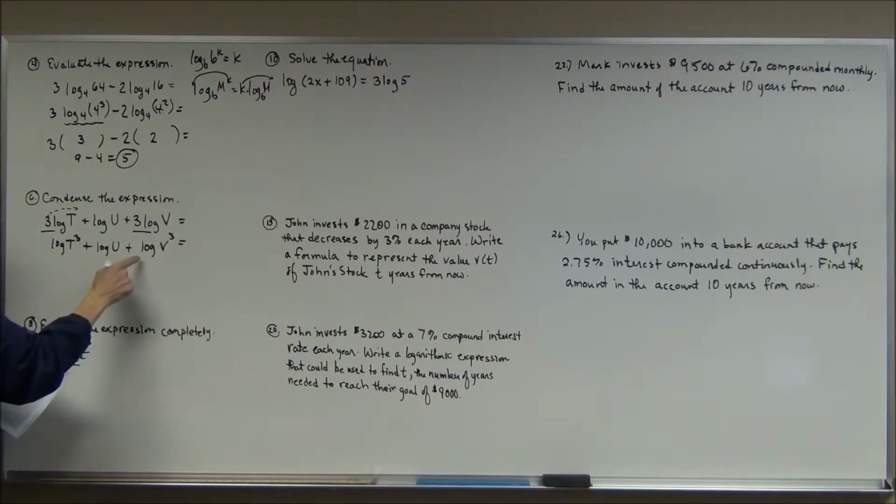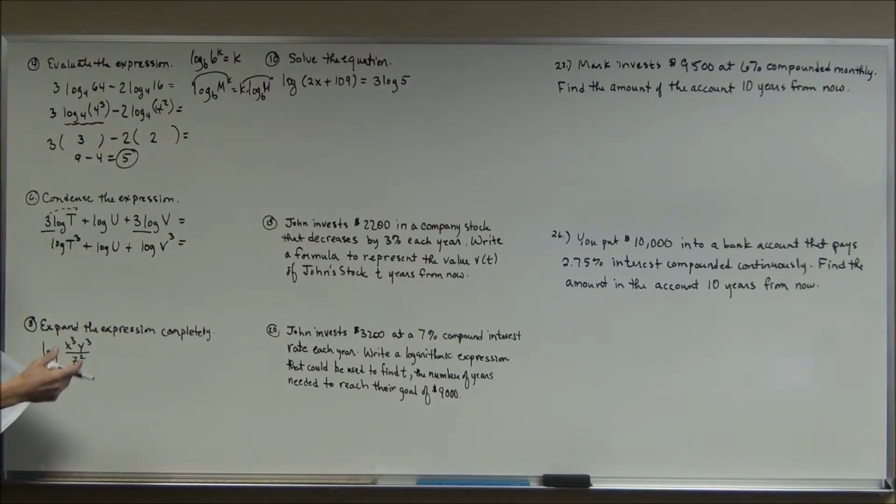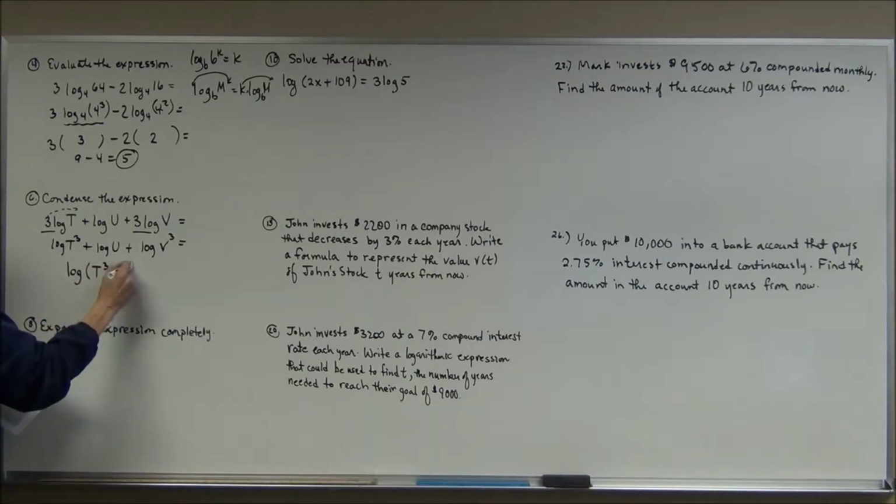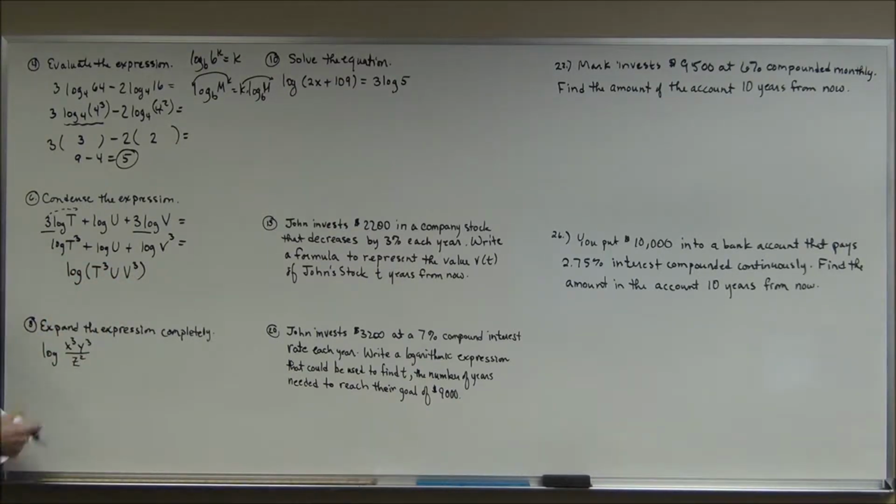Because they're both addition, and multiplication is referred to with the addition, I'm not going to do this in 2 steps. I'm going to do this all in 1 step. This is the log of t to the 3rd u v to the 3rd. That whole expression. There's not much you can do with that. It's kind of awkward looking, but that's it. You've condensed the expression.